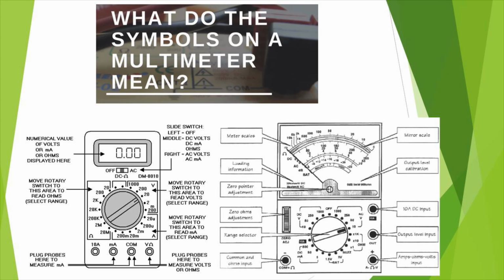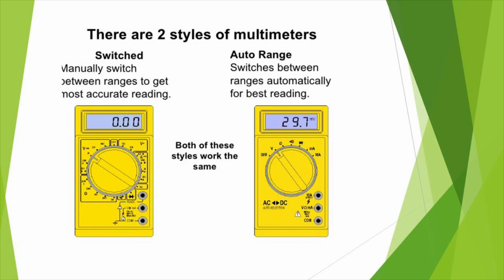On the right-hand side picture, this is an analog multimeter, so you will have a mirror scale and a needle to show the value, and you will have the voltage, ohm, and current ranges, same as the digital multimeter. And you will have a DC input and output, the ground, and the ohm and voltage input. Okay, now you know what the symbols mean on both multimeters.